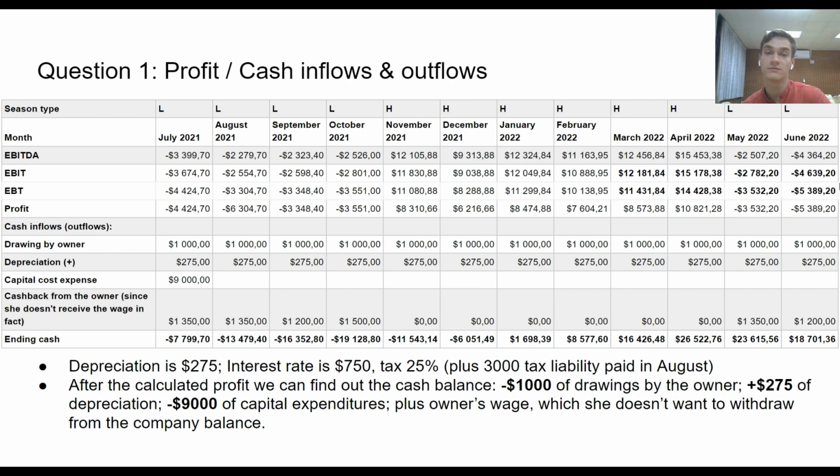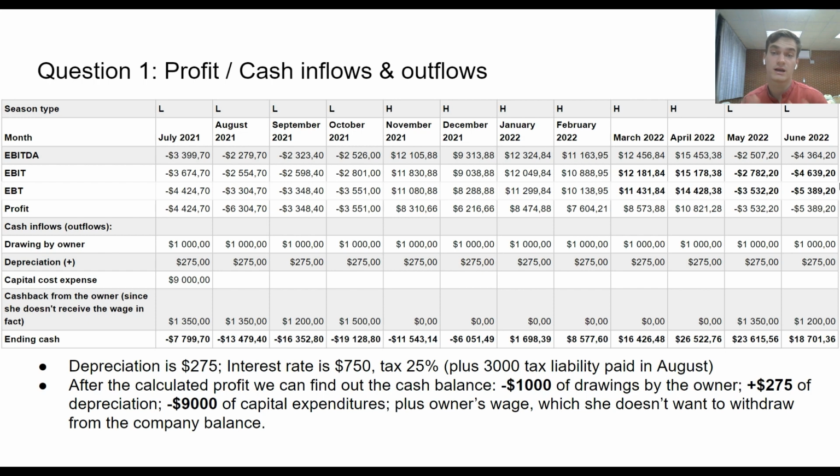Lastly, the profit and cash inflows. We calculated the profits with deducted tax, but we haven't calculated the cash. We need to take into consideration the drawing by the owner, since the owner wants to take 1,000 every month. The depreciation, which is $175, is put back, and also minus $9,000 of kitchen equipment purchases in July 2021. Last but not least, the owner receives a salary. It is tax deducted, but she doesn't take the salary. That's why we should put it back into the cash balance. As a result, we can see minus 7.8 thousand during the first month.